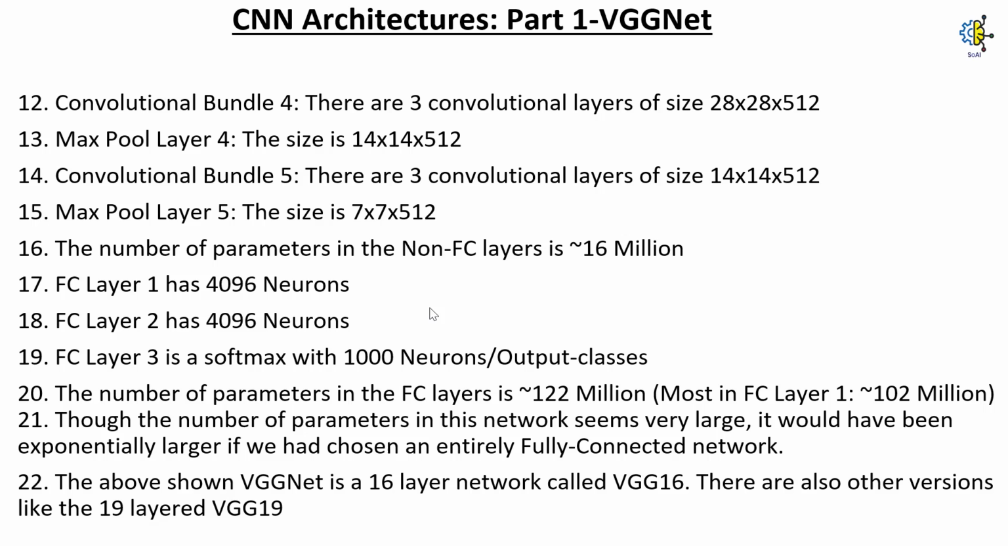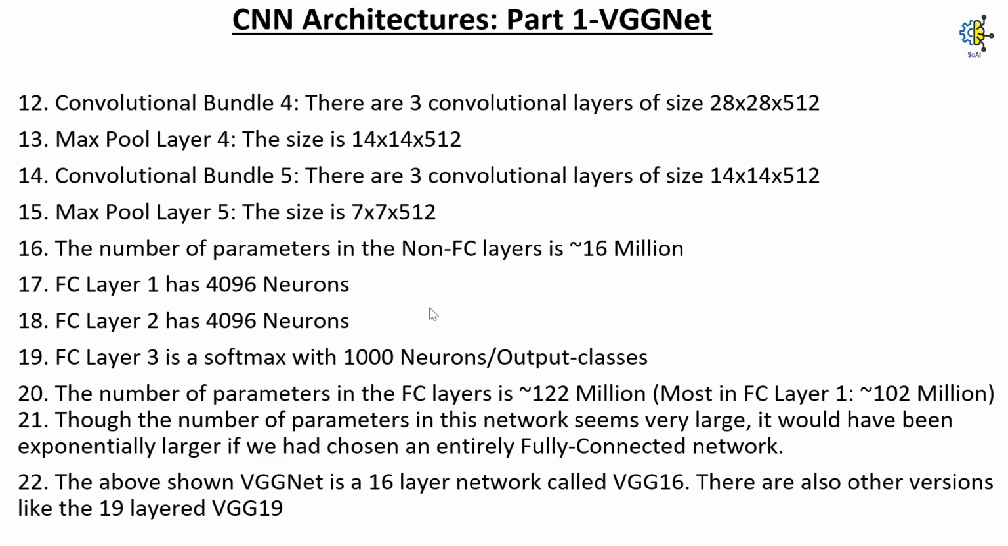The number of parameters in the non-FC layers is 16 million. FC layer 1 has 4096 neurons, FC layer 2 has 4096 neurons and FC layer 3 is a softmax with 1000 neurons for the output classes. The number of parameters in the FC layers is 112 million, most in FC layer 1, 102 million.